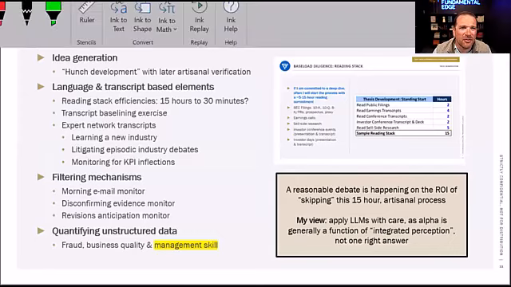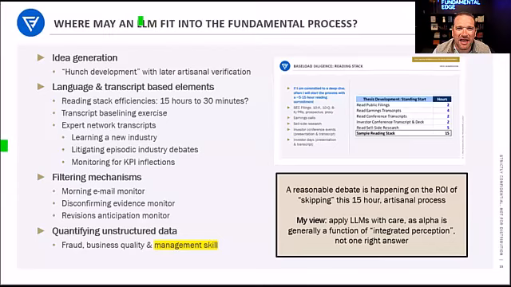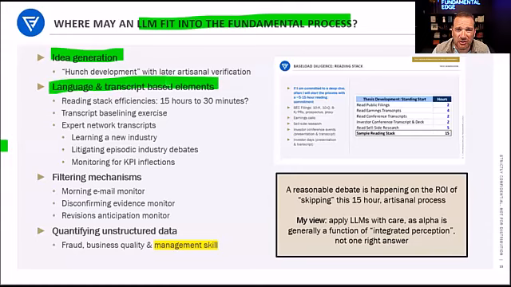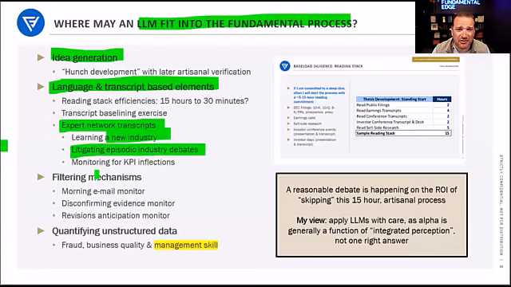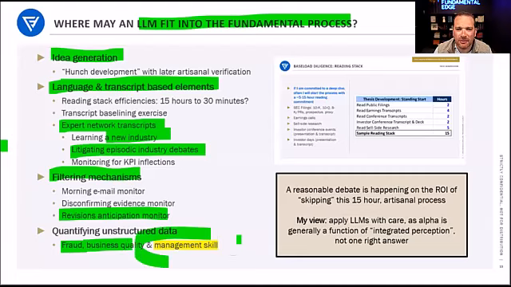And so we've really been trying to dig into the different use cases of where an LLM may fit into the fundamental process, which we've done in this webinar series, such as idea generation or more language and transcript-based elements to pull insights from expert network transcripts, or to learn an industry, litigating episodic industry debates, filtering mechanisms to monitor your morning email, disconfirming evidence monitor, revisions anticipation monitor. We've dug into fraud and business quality, and today we want to dig into a little bit on management skill.